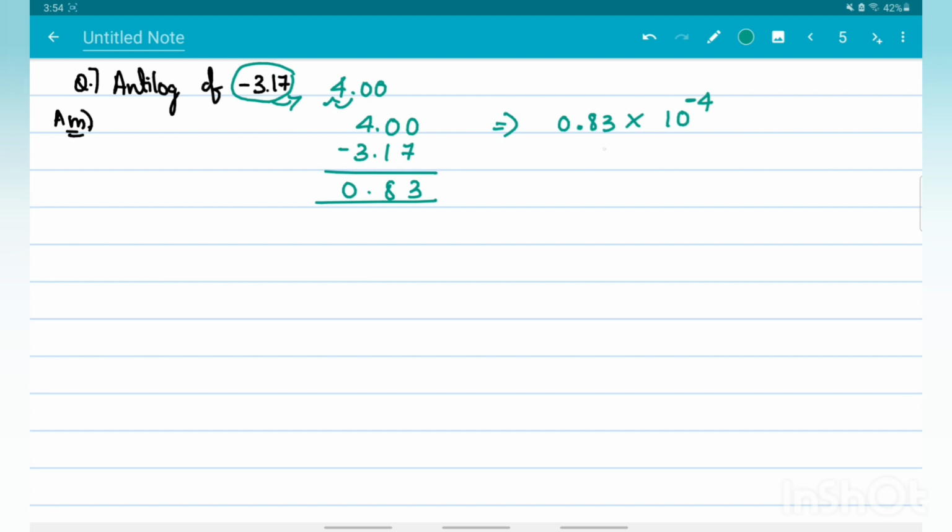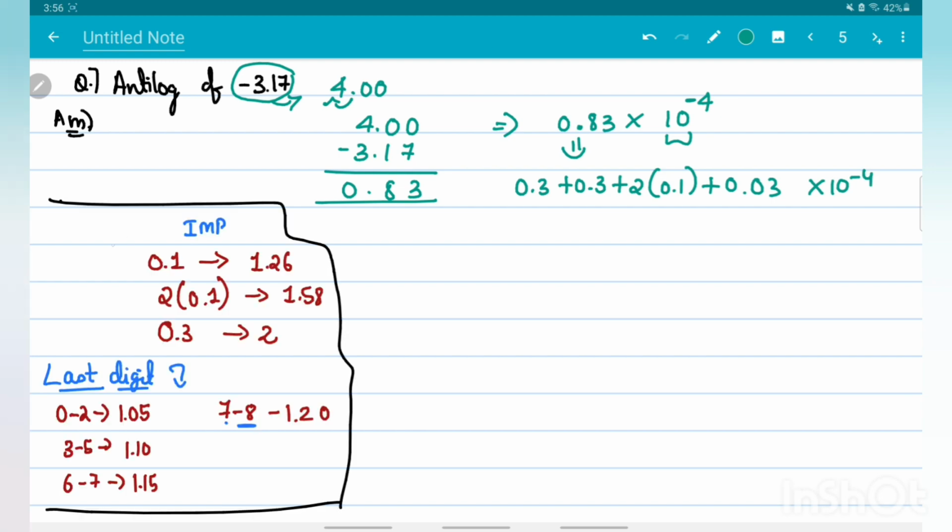So here we have got 0.83 into 10 to the power minus 4. Now we are going to keep this 10 to the power minus 4 aside for some time, and we are going to solve this 0.83. So now this 0.83 can be written as 0.3 plus 0.3 plus 2 into 0.1 plus 0.03, into 10 to the power minus 4.